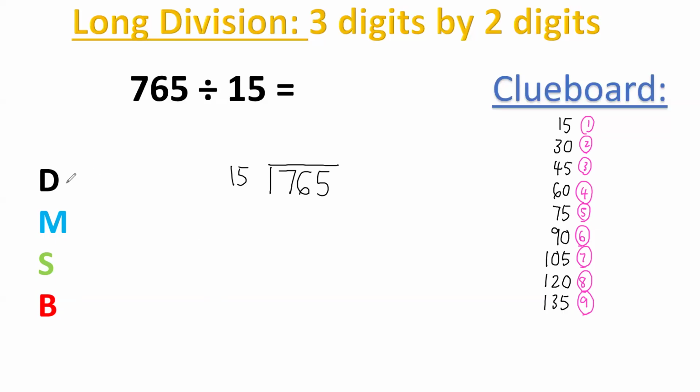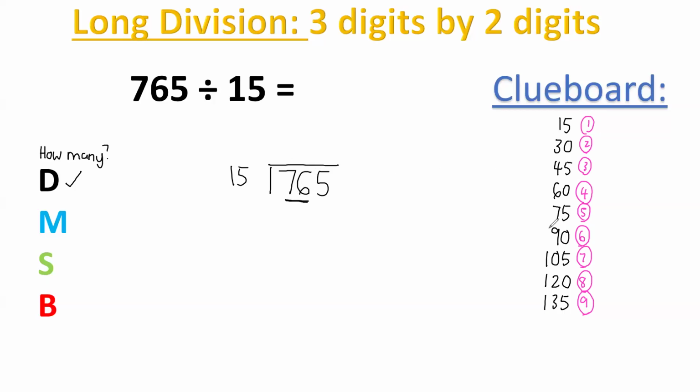So before I begin, I want to put a tick by D, which is divide. And whenever you divide, you need to ask yourself a rhetorical question, and that is how many? So in other words, how many times does the number 15 get into 7? So far it doesn't work. How many times does the number 15 get into 76? So notice I'm underlining it.